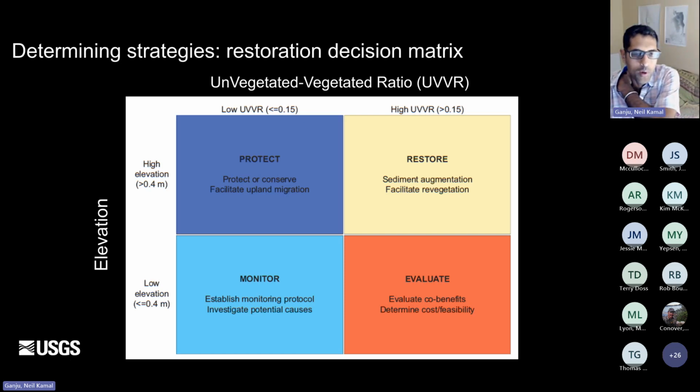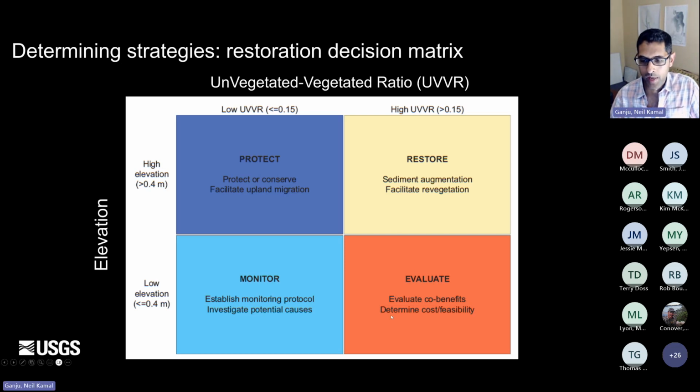The idea here is if you have a marsh in this top left quadrant, it's intact, both horizontally and vertically. It doesn't have any open water conversion, and it's high in the tide frame. There's nothing you really need to do other than protect that parcel, conserve it, or look at options to facilitate upland migration if there's an opportunity there.